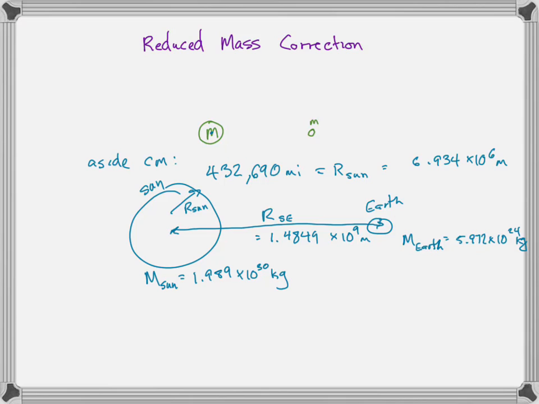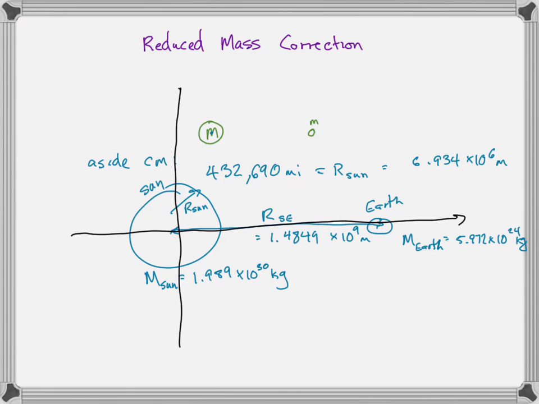So let's go ahead, right? Let's figure out the center of mass of this system, the center of mass of the system. In order to find the center of mass of the system, let's put my coordinate axes at the center of the sun.